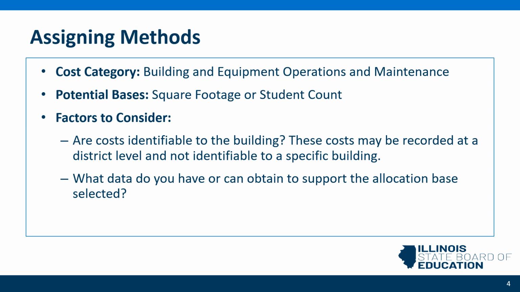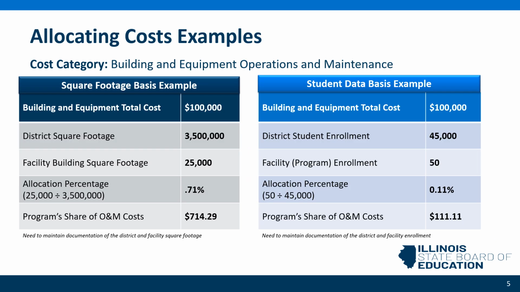What data is available or can be obtained to justify the selected method? Supporting documentation such as floor plans or enrollment records will be essential for accuracy and compliance. Choosing the right allocation method ensures that costs are fairly distributed across programs, aligning with actual resource usage. Now, let's see how cost allocation works in practice with two examples for building and equipment operations and maintenance.